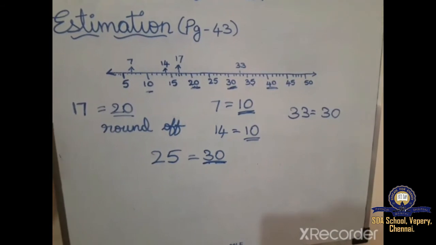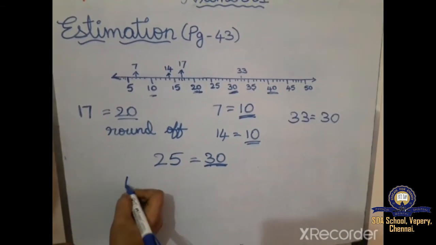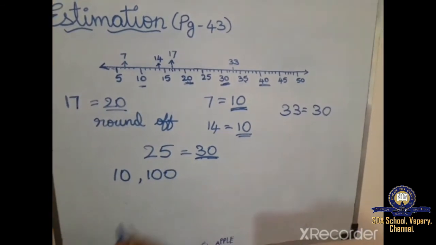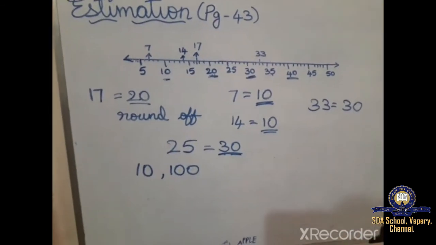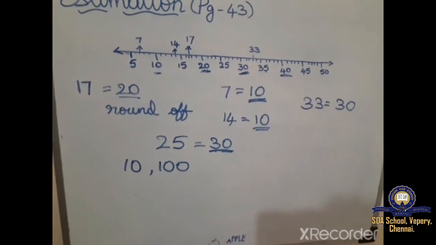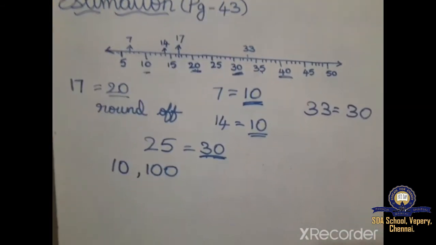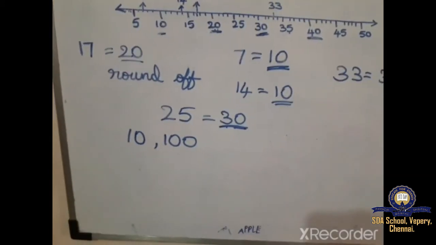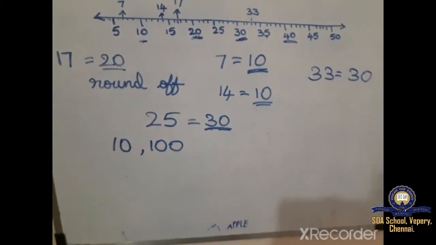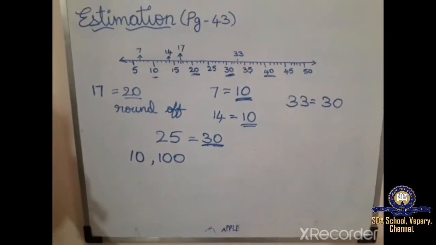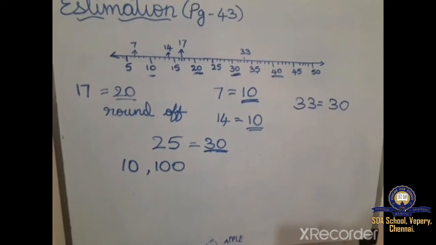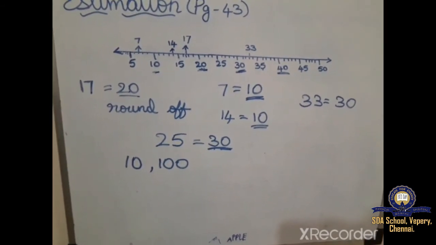So we have to round off the numbers in tens and hundreds only. That is called estimation. So it should be 10, 20, 30, 40, 50, 60, 70, 80, 90, 100. Understood? Shall we do one sum now?